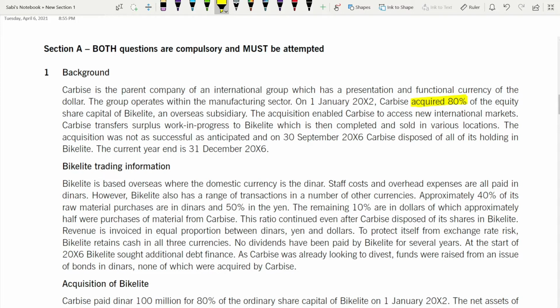The acquisition enabled Kerbis to access new international markets. Kerbis transfers surplus work in progress to Bakelite, which is then completed and sold in various locations. The acquisition was not as successful as anticipated, and on 30th September 2006, Kerbis disposed of all of its holding in Bakelite. Disposed all of its holding. That means 0%. All the 80% which they had acquired, they have disposed. Current year end is 31st December 2006.